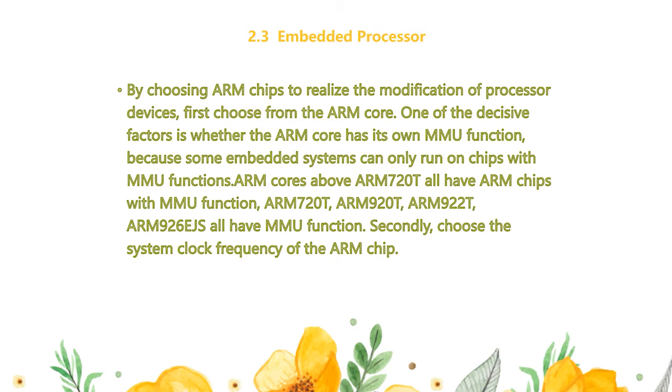ARM720T, ARM920T, ARM922T, ARM926EJ-S all have MMU function. Secondly, choose the system clock frequency of the ARM chip.